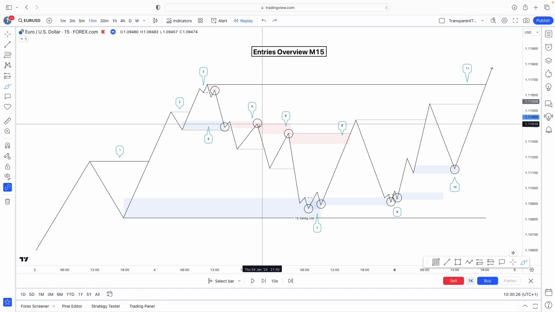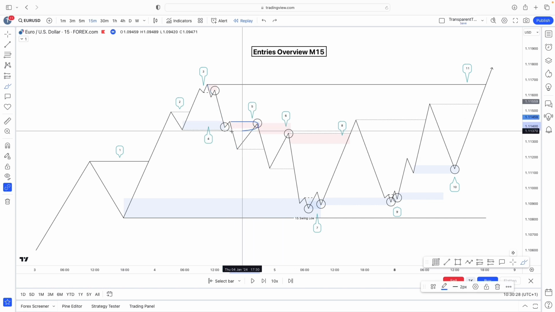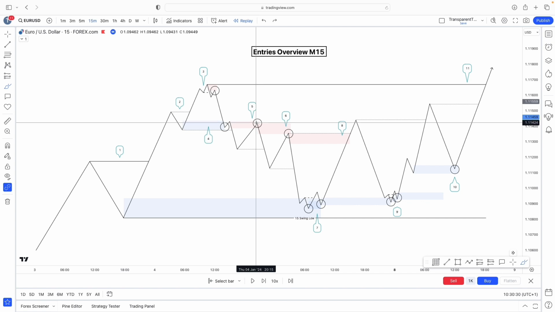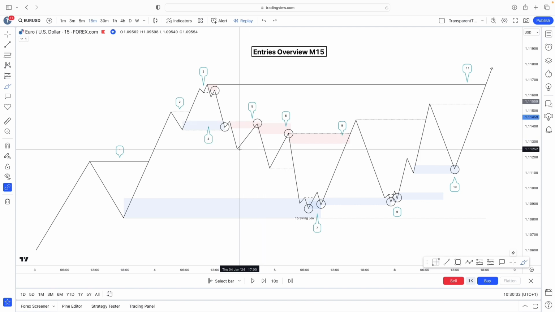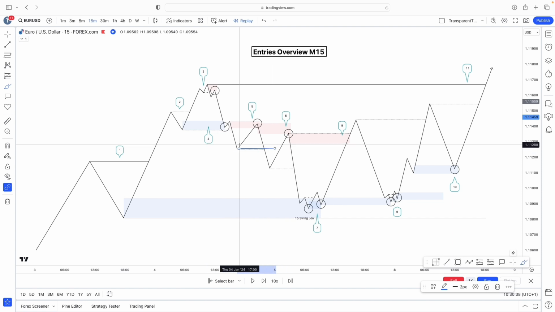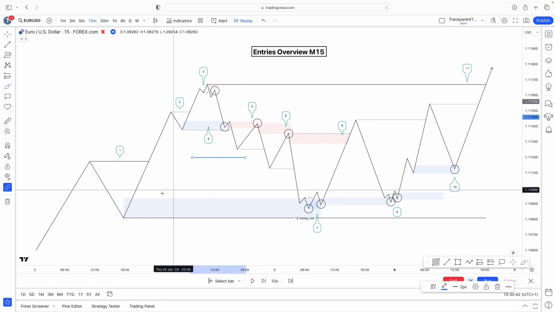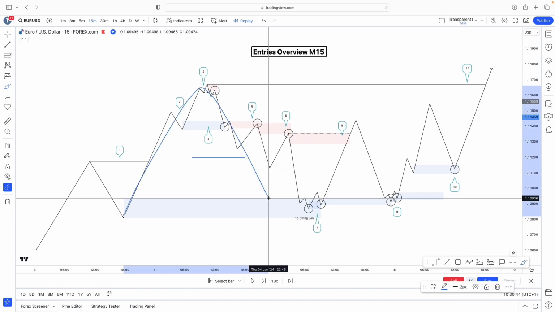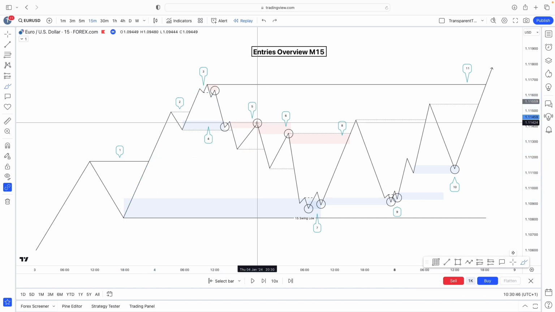So what happens? We react off this supply zone here, and we should aim for our targets to be hit before this weak internal low is taken out. But if it's just past it, then it doesn't really matter, because we're still targeting the discount of that overall swing range. Okay, so what happens then?